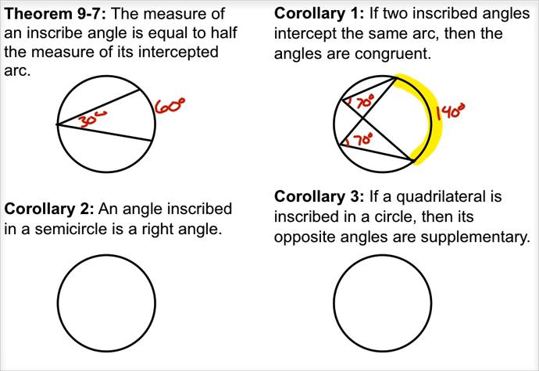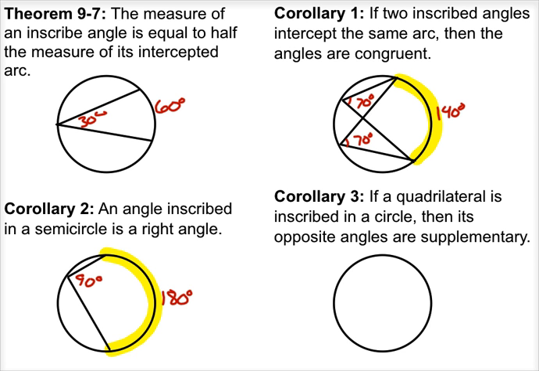Corollary 2. An angle inscribed in a semicircle is a right angle. So if I think about drawing in my semicircle, and then inscribing an angle, no matter how I draw it, the sides of this angle are determined from an arc that's 180 degrees, and an inscribed angle is half the size of the intercepted arc, so it's always going to end up being 90.